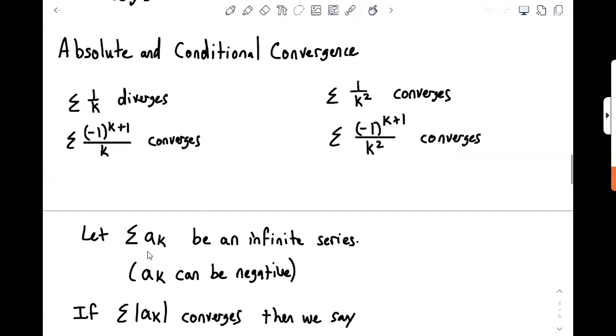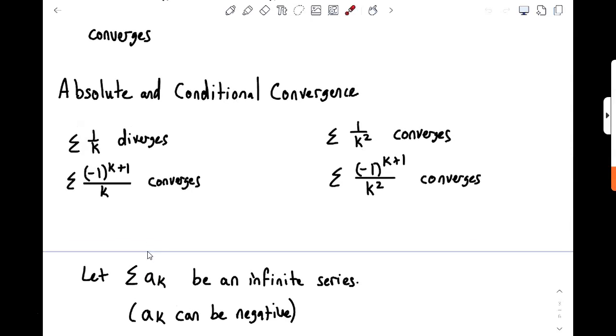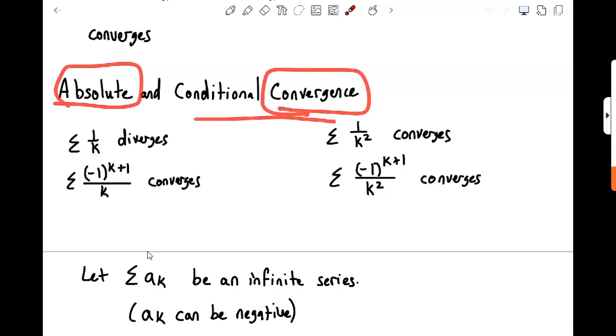We actually saw two quick examples of this, the two categories of convergence. 1 over k, the harmonic series, diverges, yet the alternating harmonic series, as we saw from the alternating series test, does converge. And so this is a situation where you're dealing with conditional convergence. And then in the other example, 1 over k squared, the p-series converges. And of course, by the alternating series test, so does the alternating series. This is absolute convergence. Okay, so that's what we're looking for.